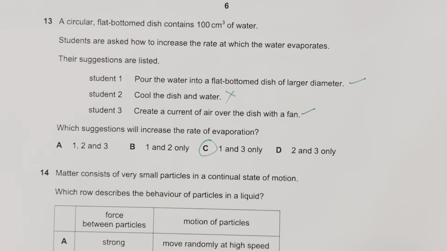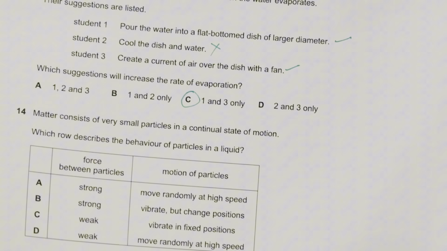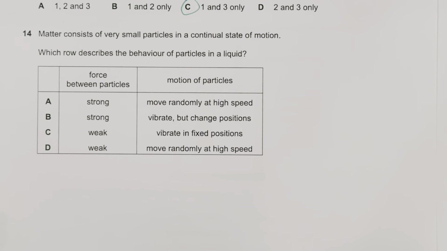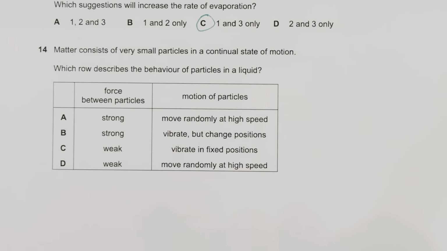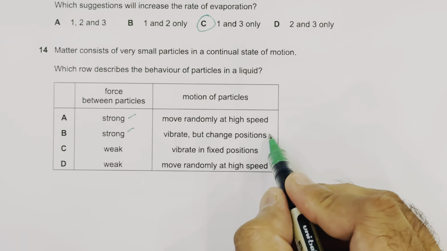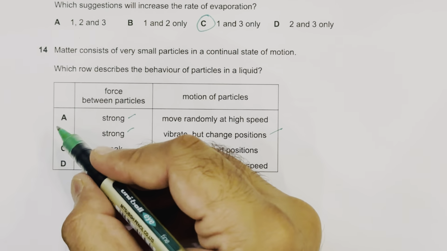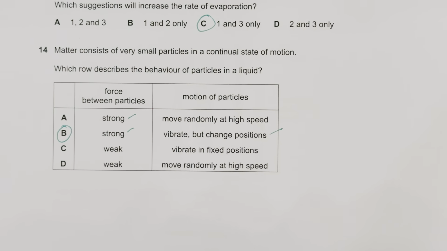Moving to question number 14. Matter consists of very small particles in a continuous state of motion. Which row describes the behavior of particles in a liquid? The forces between the particles would be strong, and for the motion of particles, they would vibrate, but their position changes continuously. So option B is the right choice for question number 14.